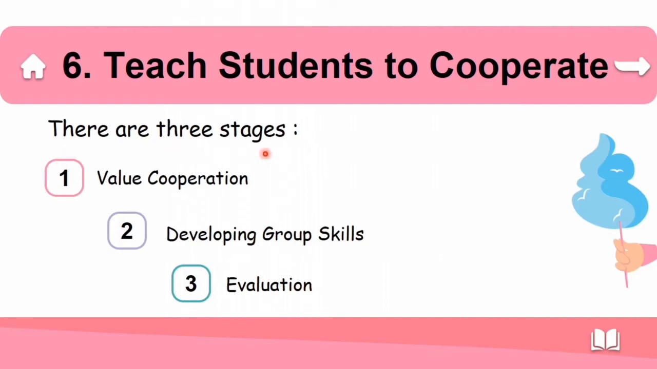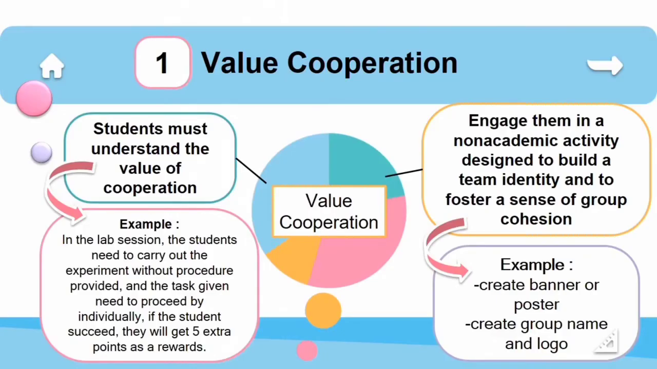So there are 3 stages. The first stage is value cooperation. The second stage is developing group skills. The third stage is evaluation. So let's go through one by one. Okay, we will go for the first stage, which is value cooperation. Before students can work together productively, the students must understand the value of cooperation.